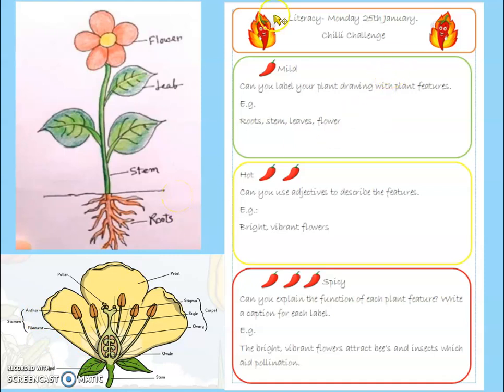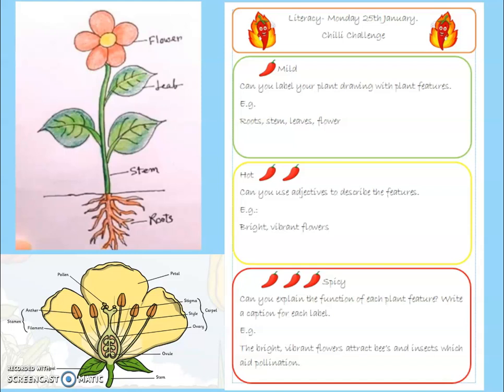For the mild chilli challenge today, you need to label your plant drawing with the features. The 4 main features: roots, stem, leaves and flower. If you want to challenge yourself a little bit more, you could do the hot challenge, where you could use adjectives to describe the features. For example, you could label the flower bright, vibrant flowers using 2 adjectives.